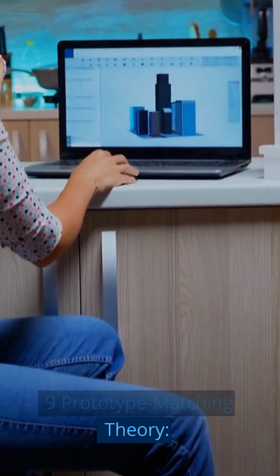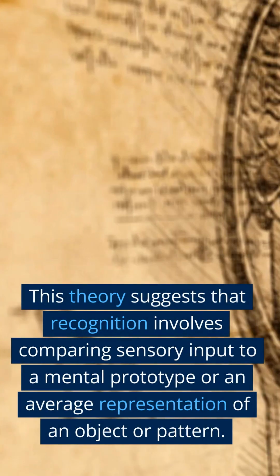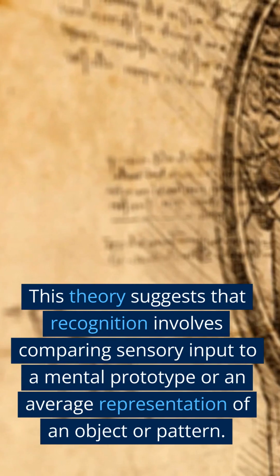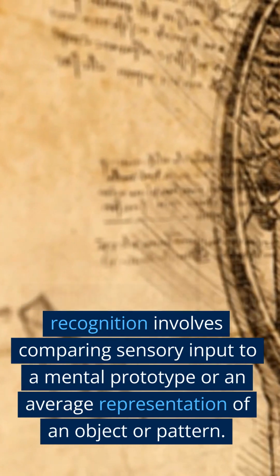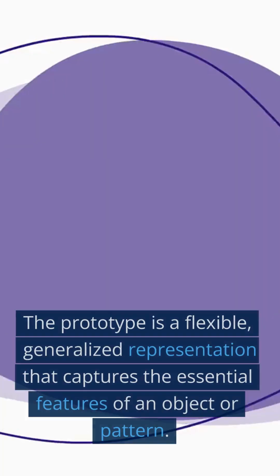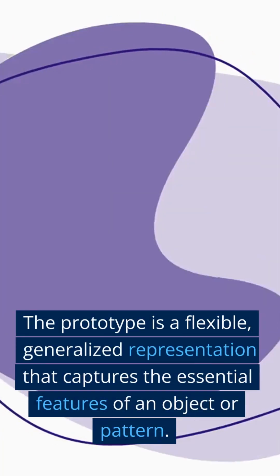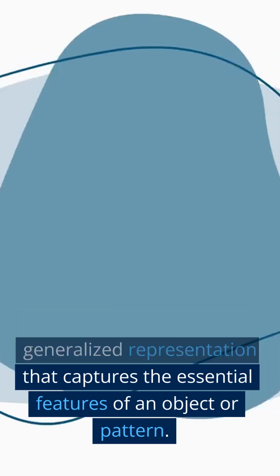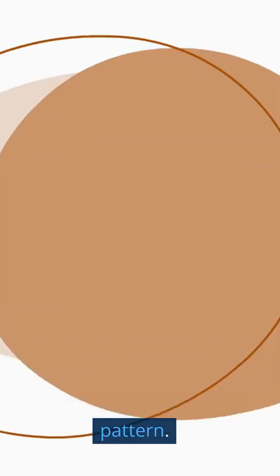9. Prototype matching theory. This theory suggests that recognition involves comparing sensory input to a mental prototype or an average representation of an object or pattern. The prototype is a flexible, generalized representation that captures the essential features of an object or pattern.